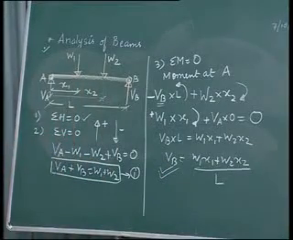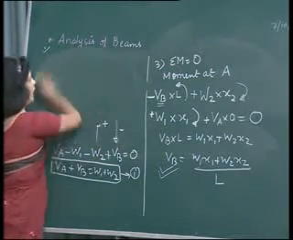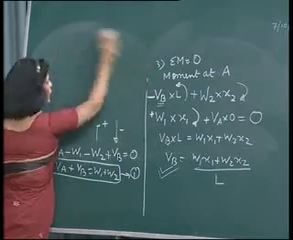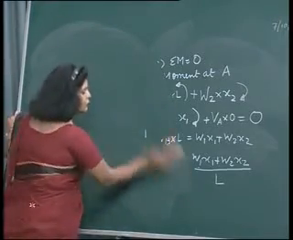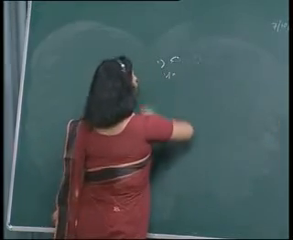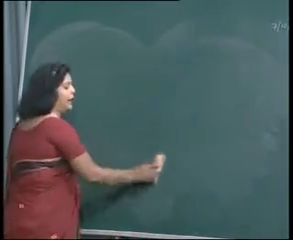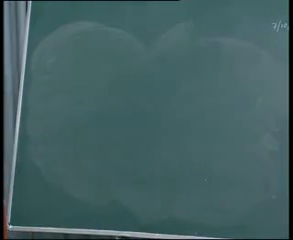I think this must be clear. This is a very simple step. We have to assume that all our beams are in equilibrium, and when the beams are in equilibrium, then the net force acting on the system should be equal to 0. So we are using all the three equations of equilibrium and finding out the support reactions at A and B.